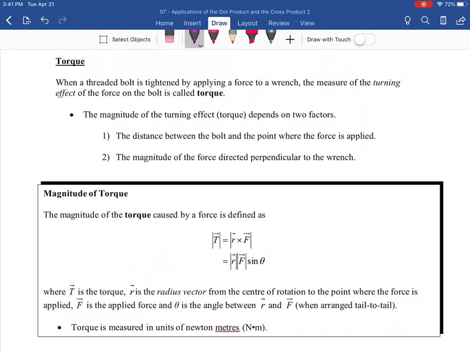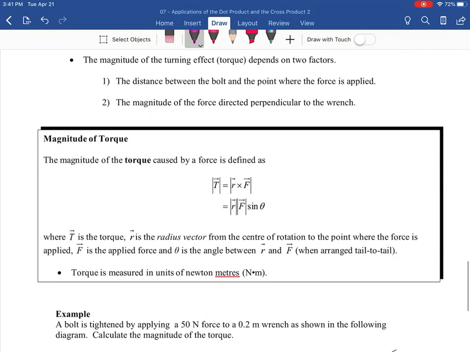The third one is torque. This is a big one. When a threaded bolt is tightened by applying force to a wrench, the measure of turning effect of the force is called torque. So it's how much turning effect you're getting from a certain force. And the magnitude of turning effect depends on two factors. How far away from the bolt you're applying the force. So the farther out you go, the more torque you get. And it also depends on the magnitude of the force.